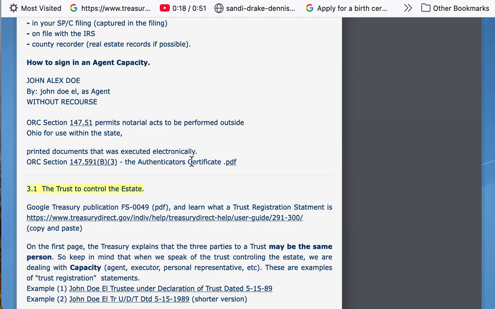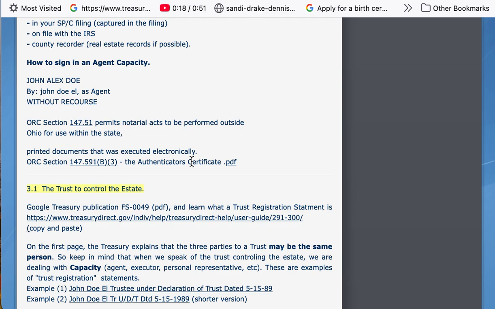Now, what is an authenticator certificate? Very important. Notice if I issued an affidavit, in order for it to be recorded somewhere in any county in the United States, if I issued this affidavit in electronic format, there's going to need to be an authenticator certificate. Anybody can sign the authenticator certificate.